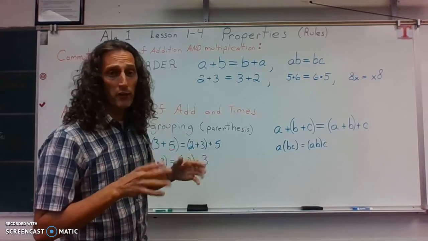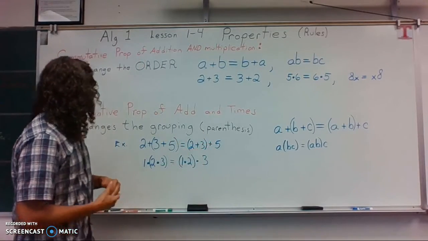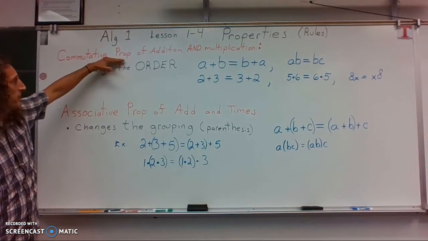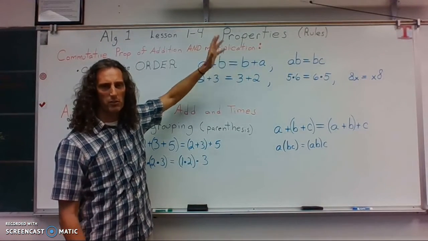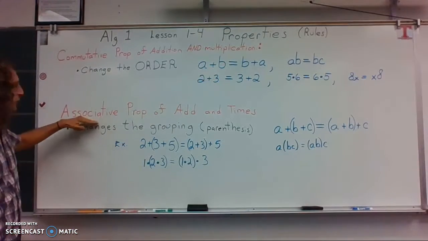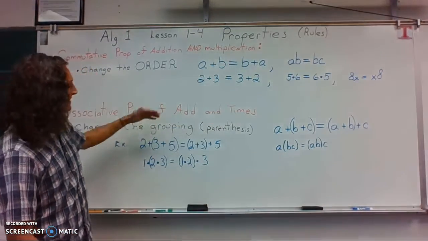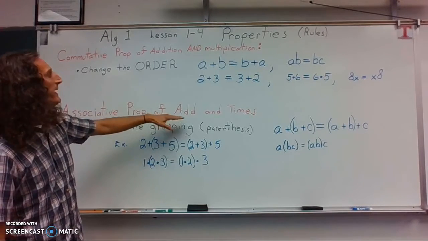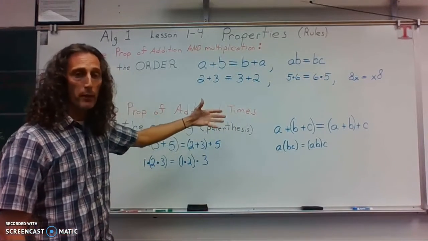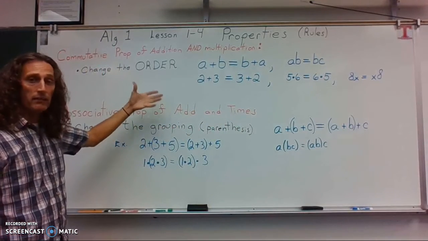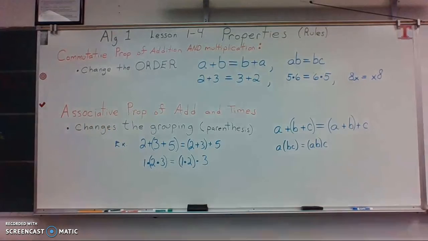So we're going to start off with our two more popular properties or rules. We have the commutative property of addition and multiplication. I'll tell you the difference a little bit. And then we have the associative property of, I got a little bit lazy, I just put add and times, but it does mean the associative property of addition and multiplication. So take a moment. I'm going to step out of the way, hit pause, copy this stuff down, make sure it's in your notebook.